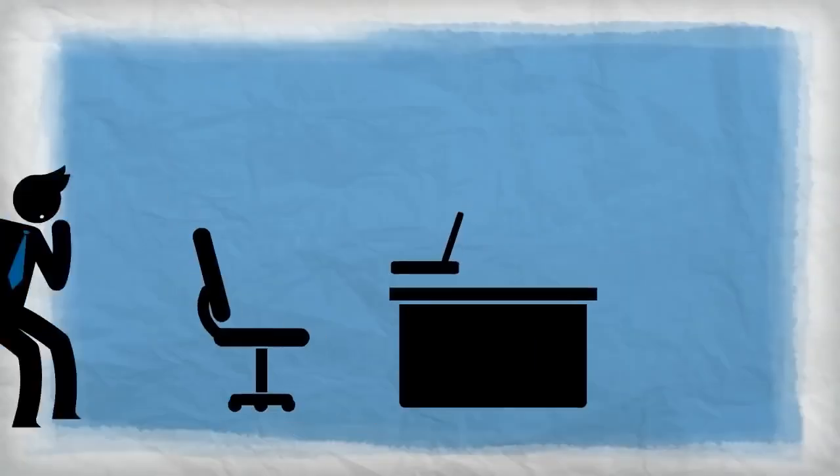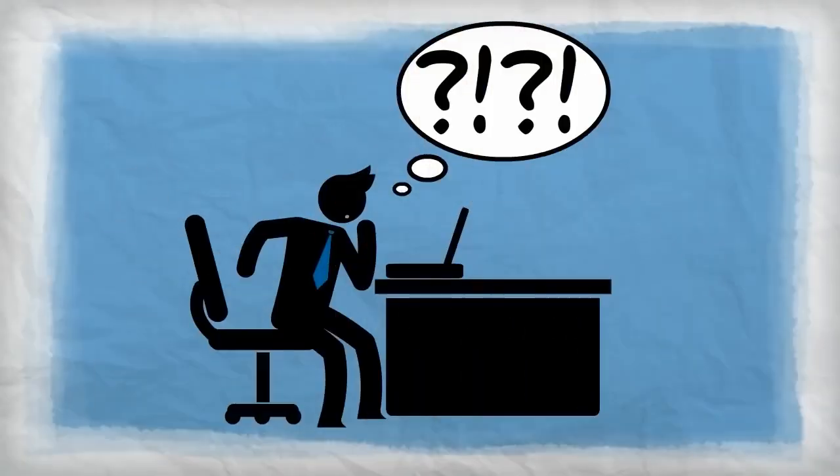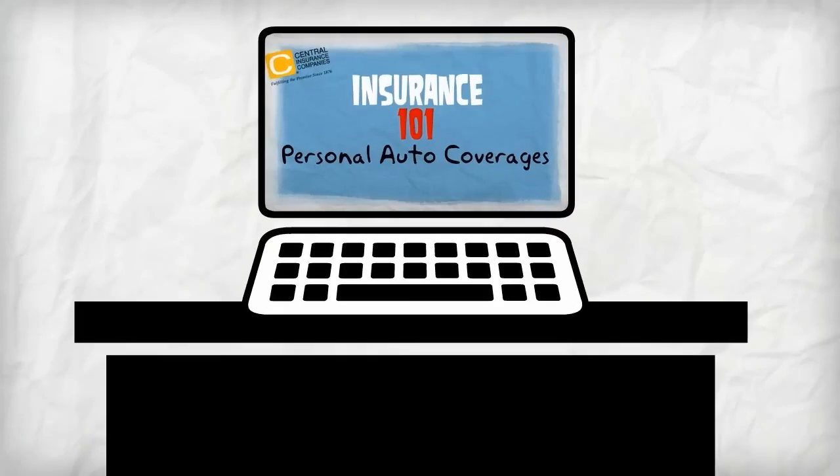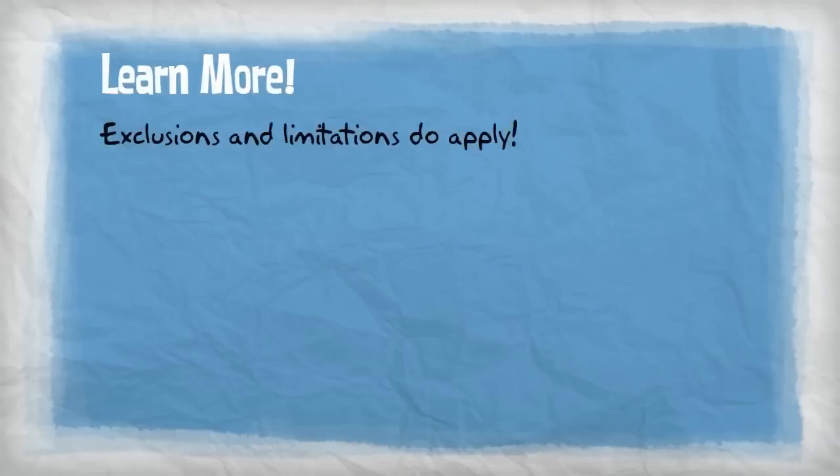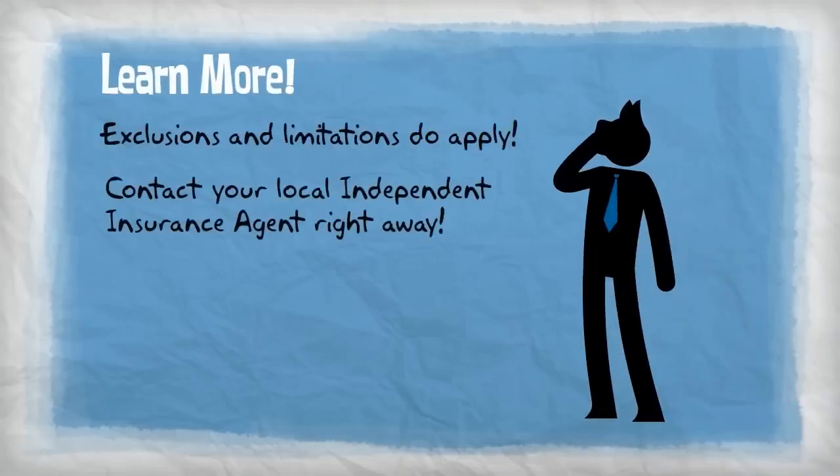As I said, the details of insurance can be confusing. This video is just a short overview of the 4 main parts of the standard auto insurance policy. To ask questions and learn more about the exclusions and limitations that may apply, be sure to contact your local independent insurance agent right away.